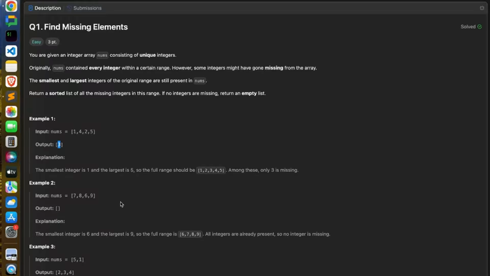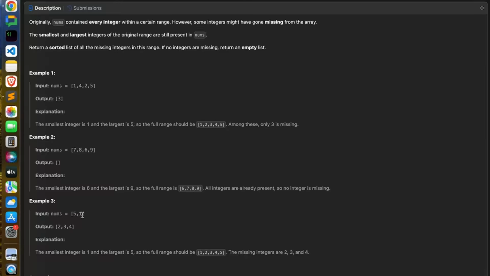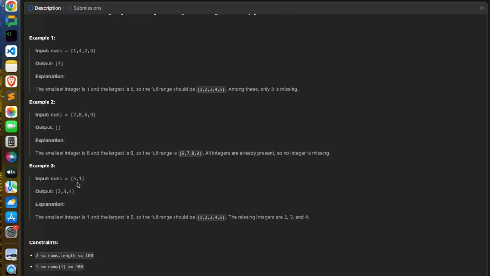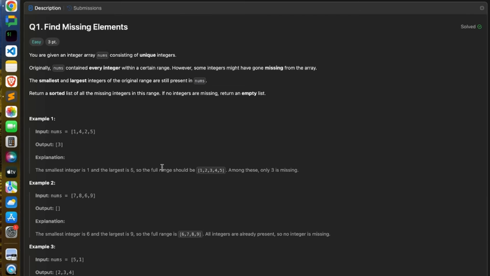Similarly, in this example, 1 and 5 are the min value and the max value, so we can iterate from L plus 1, that is 2, to R minus 1, because L and R will always be present. From 2 to 4, everything is missing, so that's why your answer is 2, 3 and 4, right? I hope you understand. This is a pretty easy implementation problem, so let's directly look at the code.